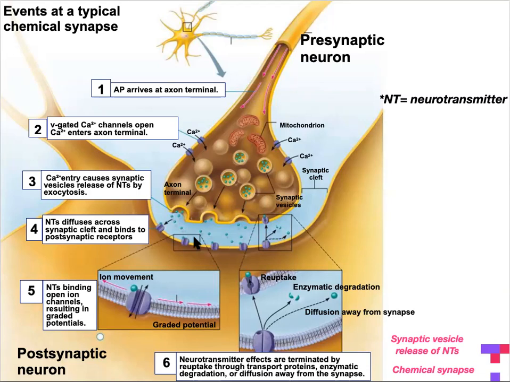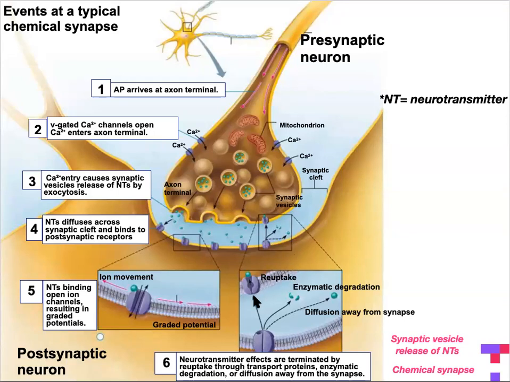In any case, the neurotransmitter binds to the postsynaptic cell, and that binding opens up the ion channels on the postsynaptic membrane, and that leads to an influx of positive ions, or it may be different ion channels that it opens. The result is a graded potential.